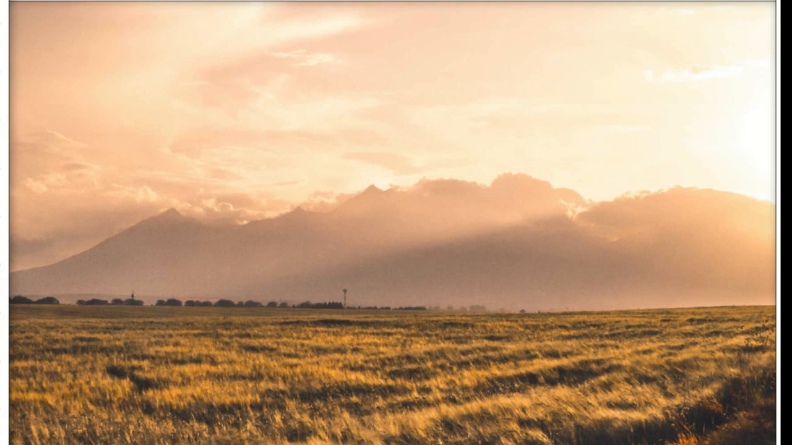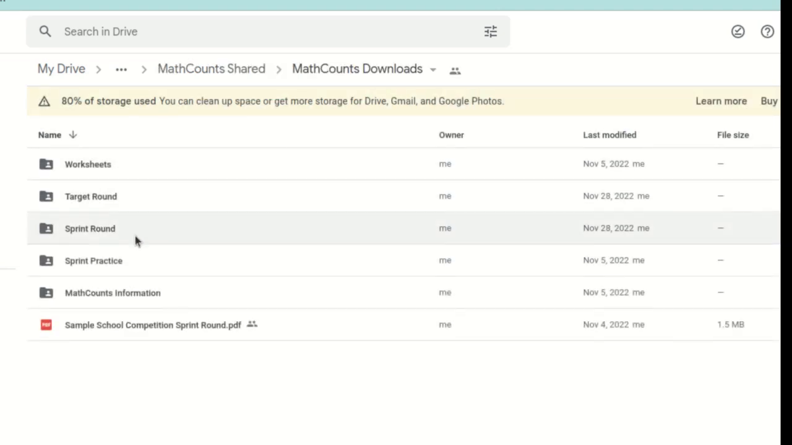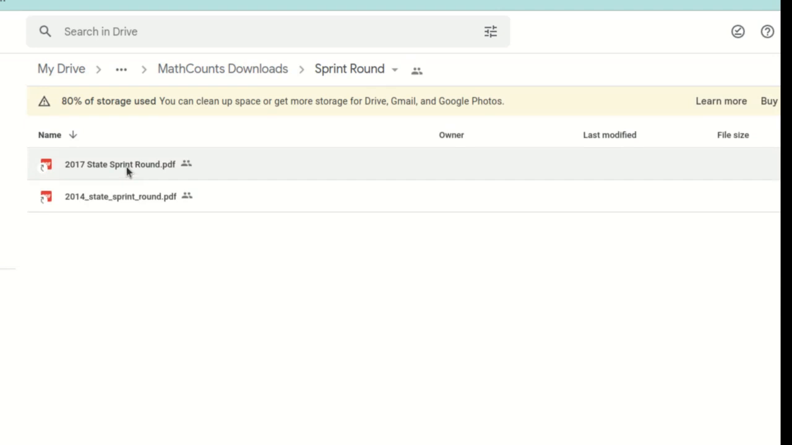So first of all, these things that we're going to go over, that's all in the Google Drive. You should have a link to the Google Drive. If not, please send me an email. And you can go into Math Downloads. If you go to Sprint Round, we're going to do this 2014 State Sprint Round together. We'll go over some of the problems at least. We'll see how far we get.